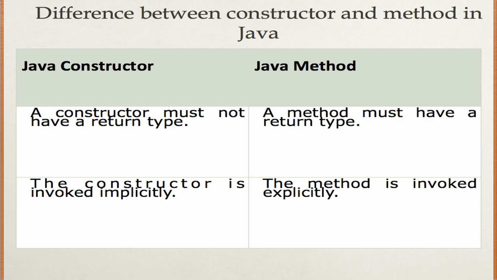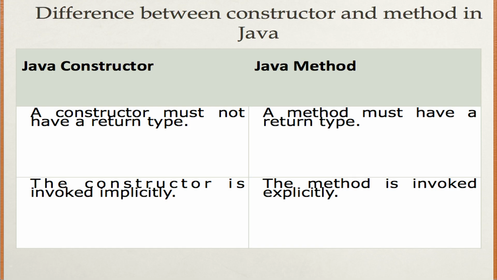While in the case of a method, a method must have a return type. Sometimes we return a value, or sometimes we write void, but we must write void also, because if we are not returning any value then we write void. So a method always must have a return type. You have to remember this line.